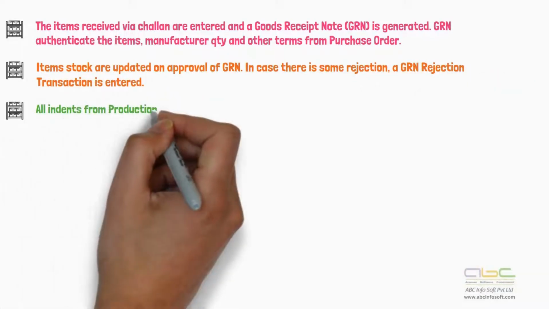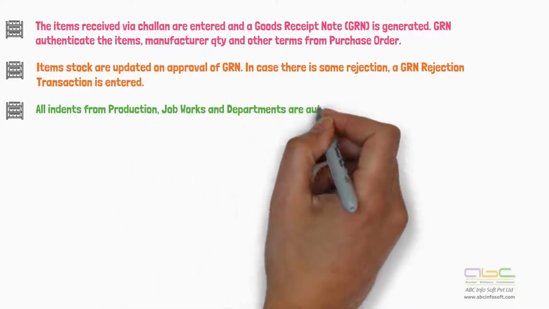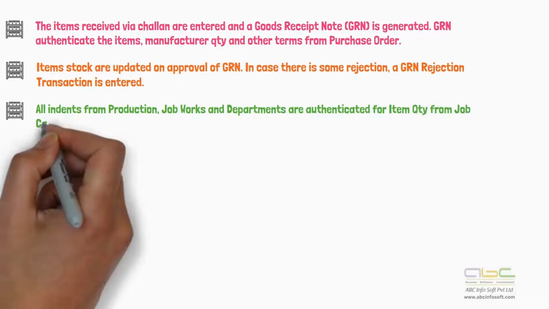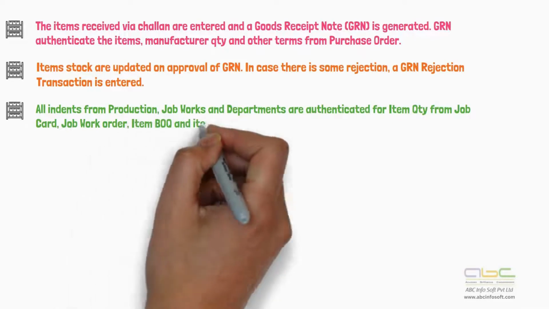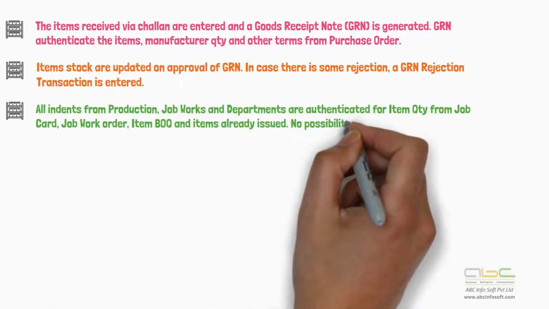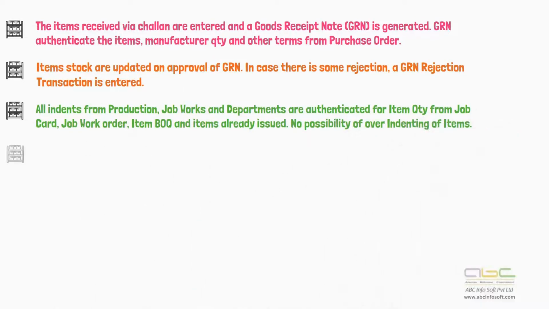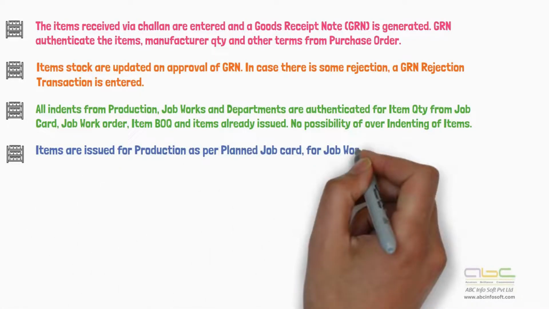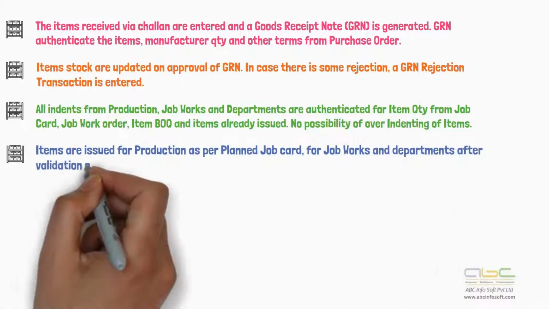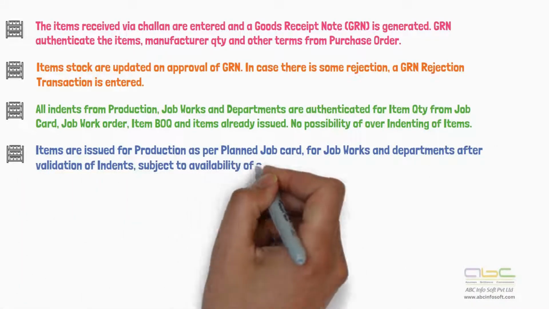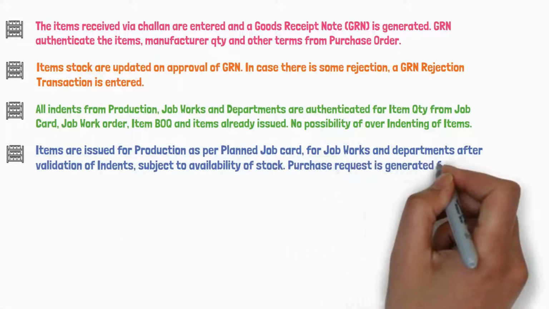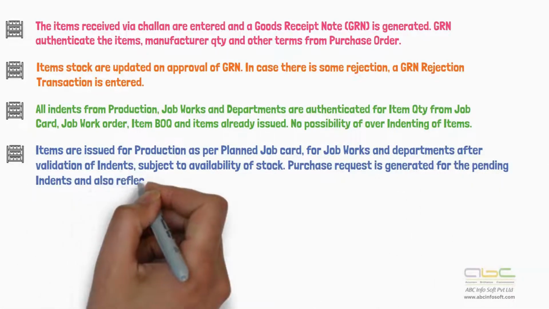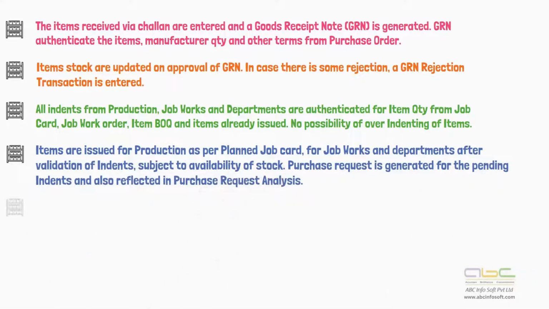All indents from production, job works and departments are authenticated for item quantity from the job card, job work order, item BOQ and items already issued. No possibility of over-indenting of items. Items are issued for production as per plan job card, for job works and departments after validation of indents, subject to availability of stock. Purchase request is generated for the pending indents and also reflected in purchase request analysis.